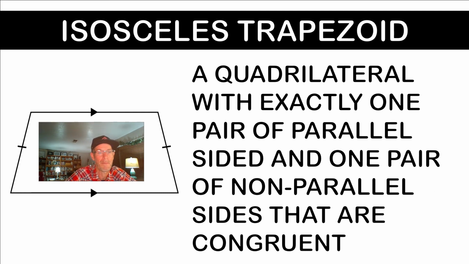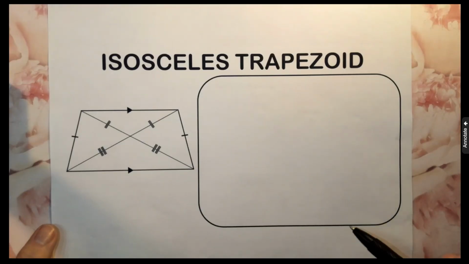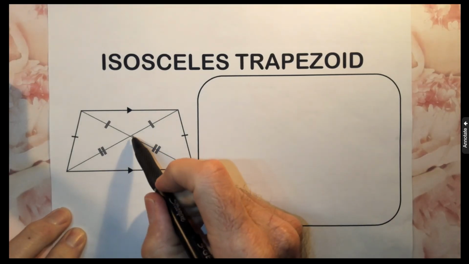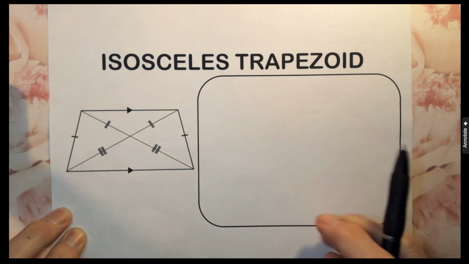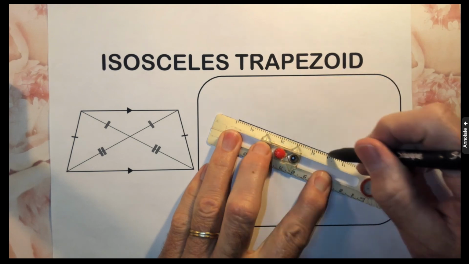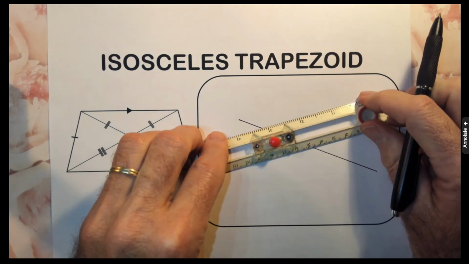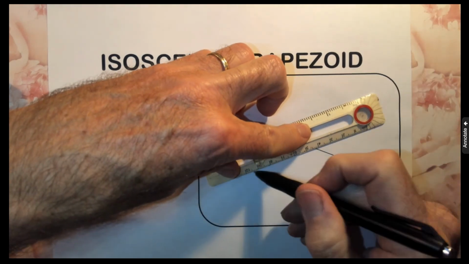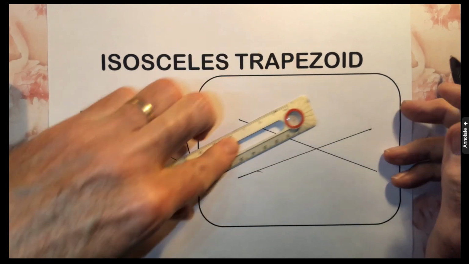The parallel sides have arrows on them. That's the top and bottom. And the congruent sides have slashes on them. That's the left side and the right side. When constructing an isosceles trapezoid, the first thing I notice is the diagonals are not perpendicular. So I don't need to do the perpendicular bisector construction. I just need to have two intersecting lines on my paper.